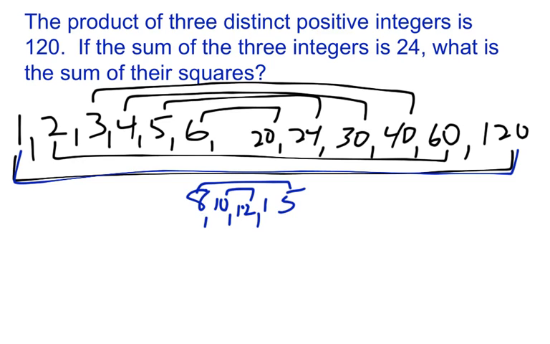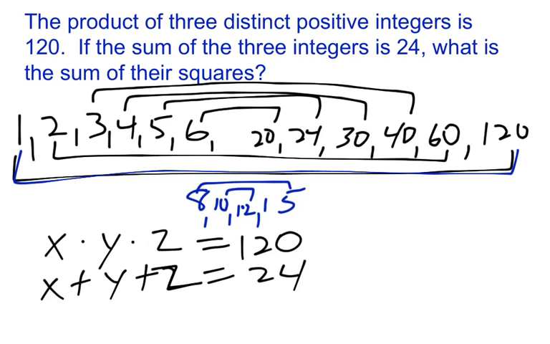All right, next up I chose 1 for my x, just to see if the shortcut would work. And that left what will add up to 23, because I already have 1. So y plus z should be 23.